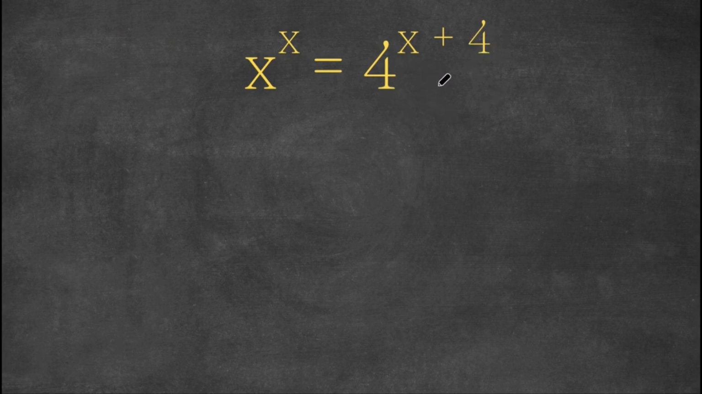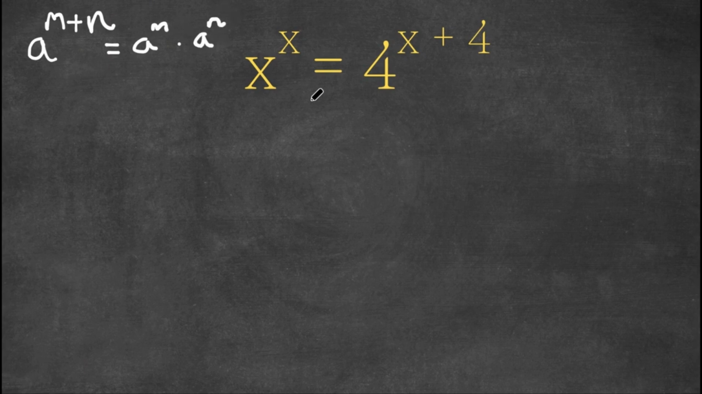So what I'm first going to do is I'm going to expand our right-hand side here. So an important property of exponents is that if we have a to the power of m plus n, this can also be written as a to the power of m times a to the power of n. So for 4 to the power of x plus 4, this can be written as 4 to the power of x times 4 to the power of 4. And this is equal to x to the power of x.